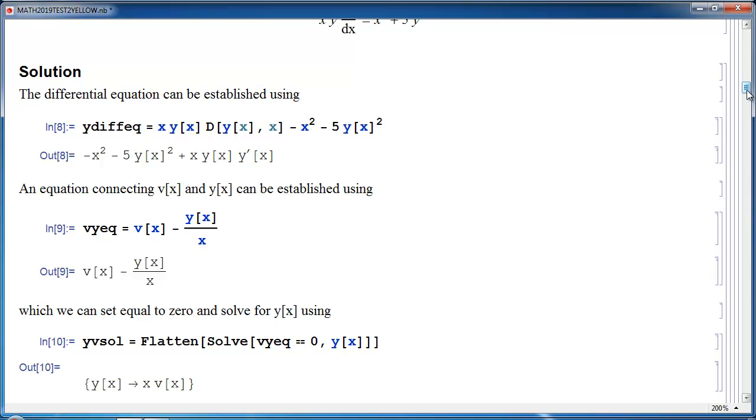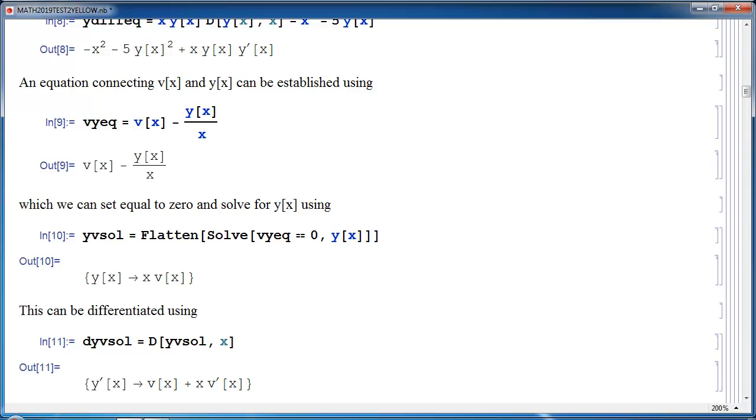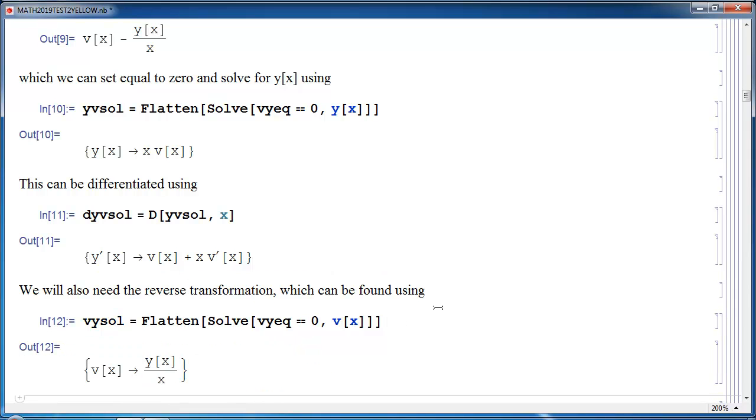And now the transformation to the new variable is given by this, or satisfies this equation, and we can solve that to express y as a function of v, like so. And we also need to differentiate that, so we can do that like so. We'll also need the reverse transformation at some stage, so we solve that equation for v as a function of y.